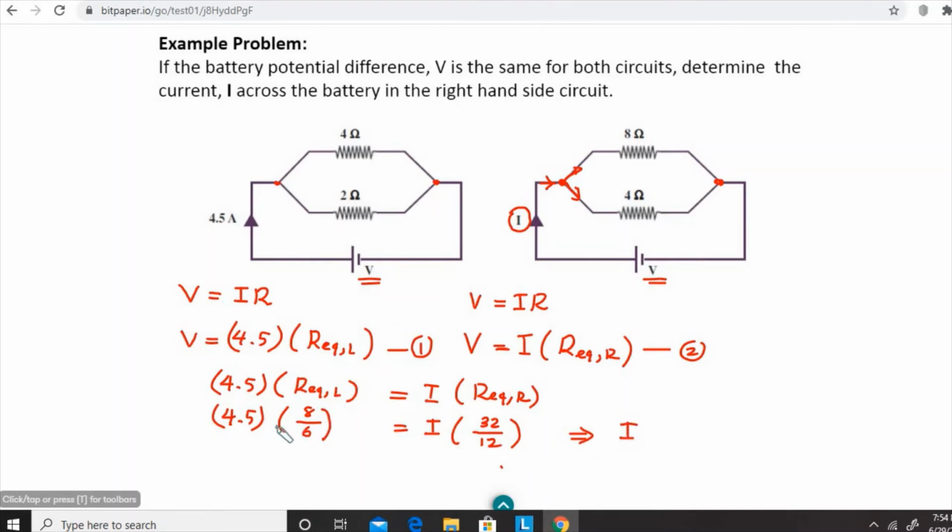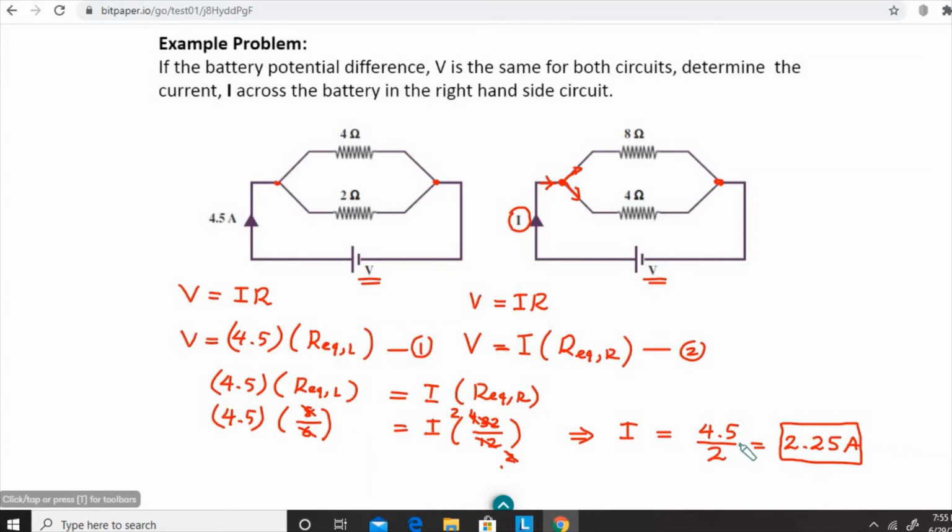And then you can see this cancels out. So I can cancel out the 6 and the 12, so there's a 2, and then 8 times 4 is 32, so I have that, and then I can further divide this by a 2, so the current I is equal to 4.5 divided by 2, which is simply 2.25 amps. And that's how you find the answer for this particular problem.